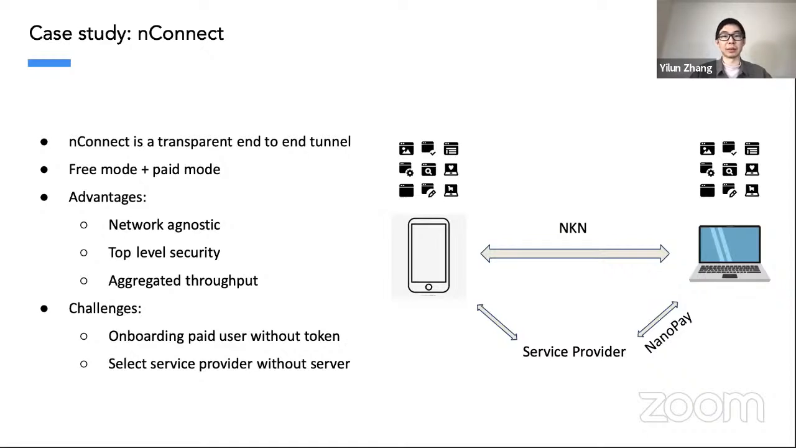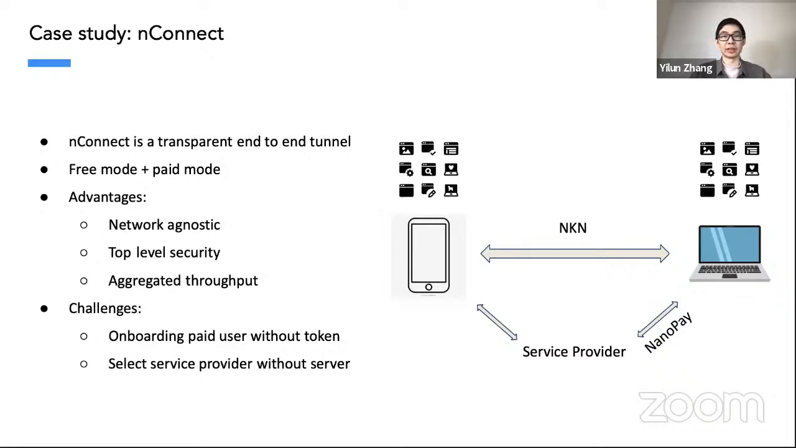As long as both sides have NConnect installed, they can create a tunnel, and all the applications can work as if they are in the same local network. There is no need to modify any of the applications. It's actually transparent to them. There are two modes. The free mode uses the relay, the NKN network, to relay the message. And we also have the paid mode, where one of the parties finds a service provider in the NKN network, creates connections, and asks it to relay the message for it. Then you use NanoPay to pay for the data you use on that relay server.